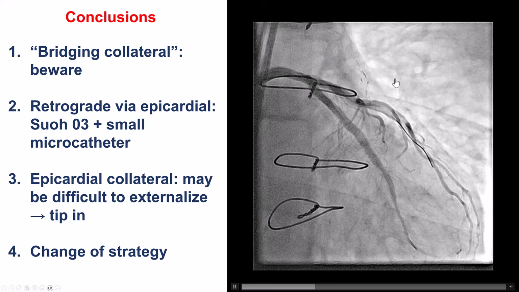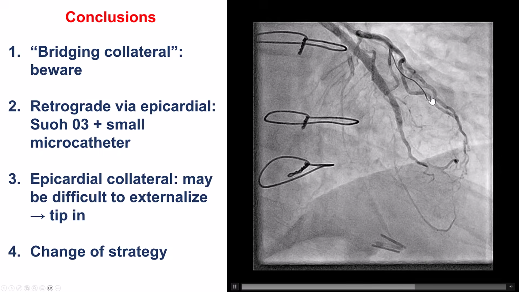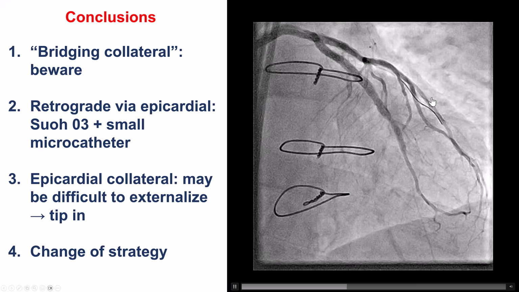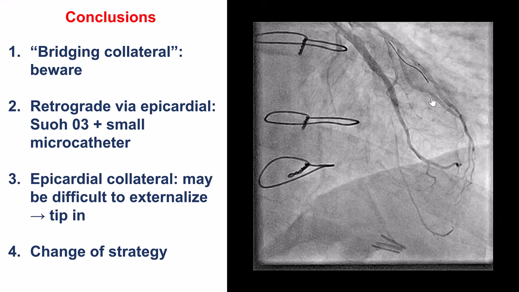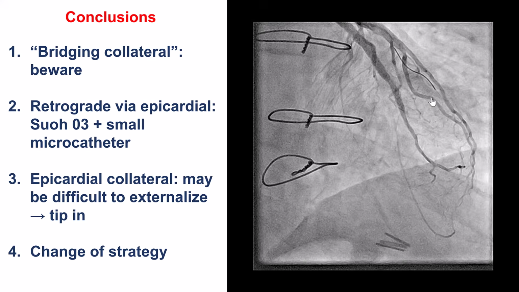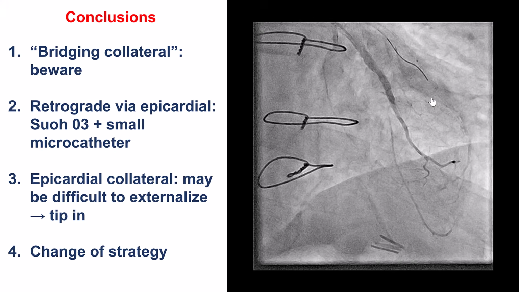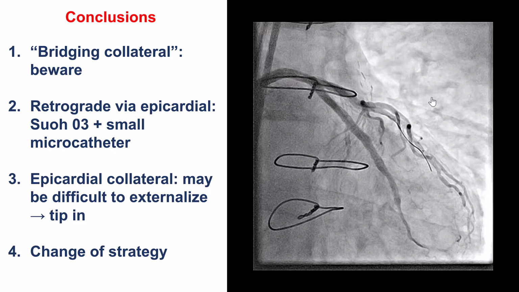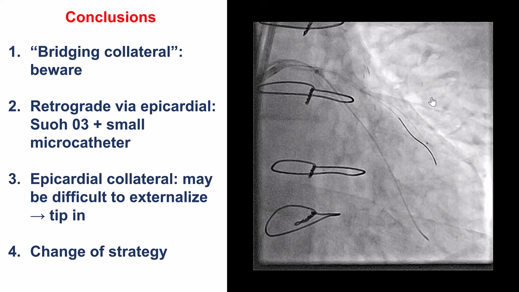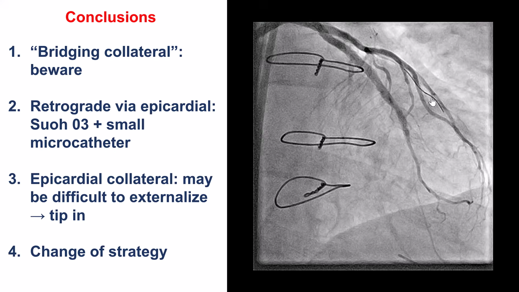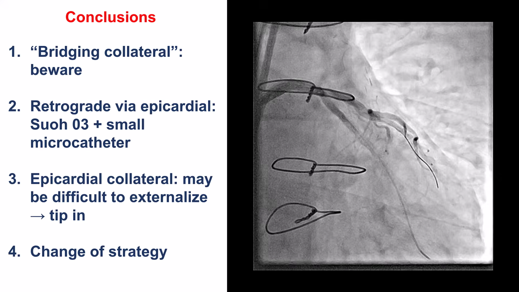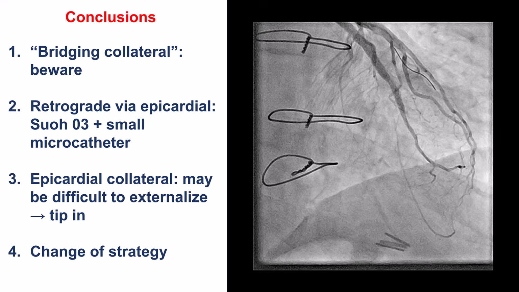So to summarize, this was a CTO of the obtuse marginal that was deceiving because it appeared that there was a small channel. However, on the cranial view, this channel was probably a bridging collateral with extreme tortuosity. So in cases like this, trying to go through this channel is not a good idea because it can lead to perforation. We did have some staining actually in our case, but then by going retrograde and using an extraplaque technique, all that area was covered and there was no bleeding. We did an echo and did not show any effusion.